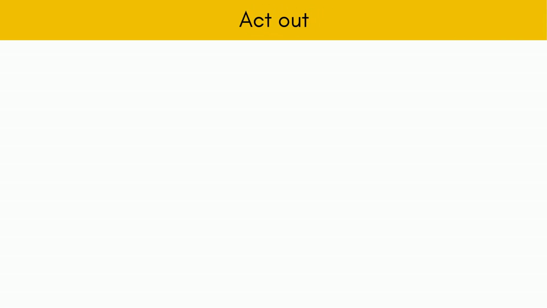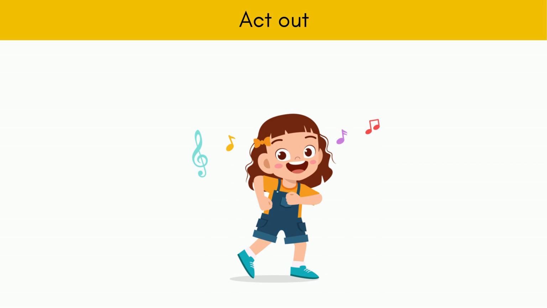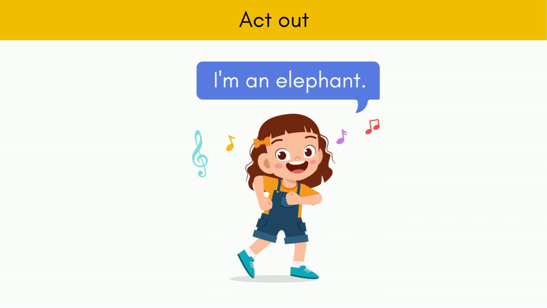Act out. The children move or dance around with music in the background. When you call out or write a word or a phrase, the children need to dance around, acting out that word or phrase. For example, if you call out elephant, they may stomp around. If you call out window, they could mime opening a window. It can be fun to gradually make the words more challenging and, of course, get the children to take turns to call out words.